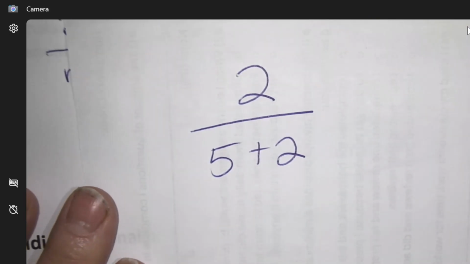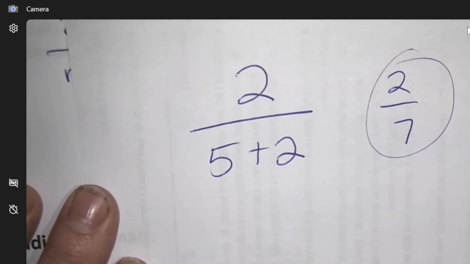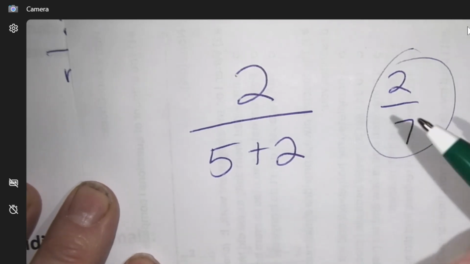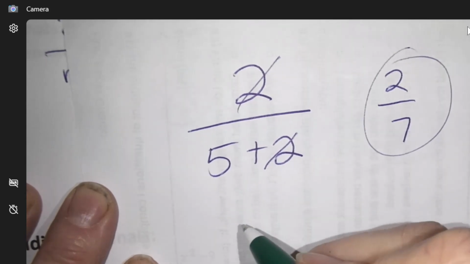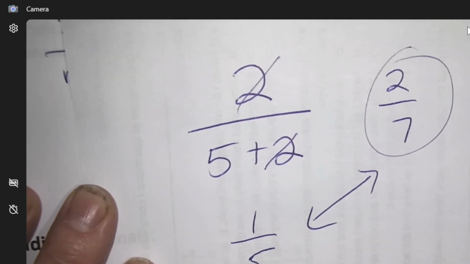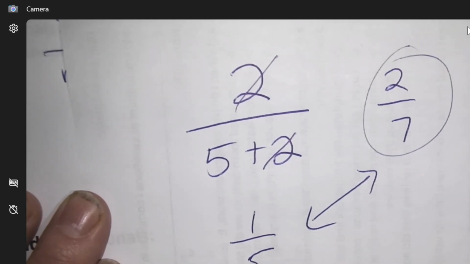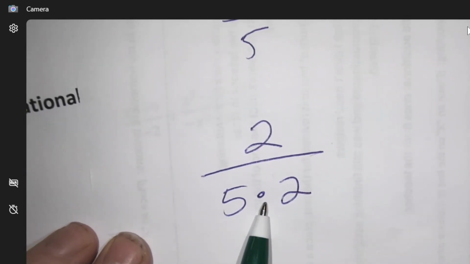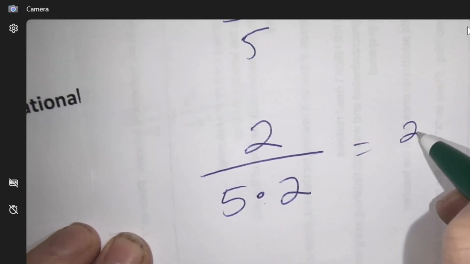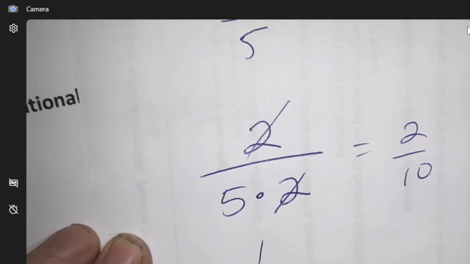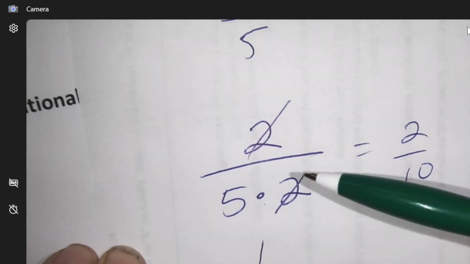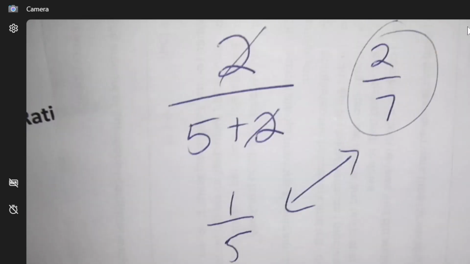So let's just pretend I had this. This would be 2/7, right? Pretend you wanted to cancel, which is wrong. You would get 1/5. Is that the same thing? No. Okay. What can you do if it was a multiplier divider? 2/10, could I cancel and get 1/5 there? Yes. Do you see the difference here? I was connecting multipliers and dividers, but here I was connecting an adder, which is illegal to cancel, okay?